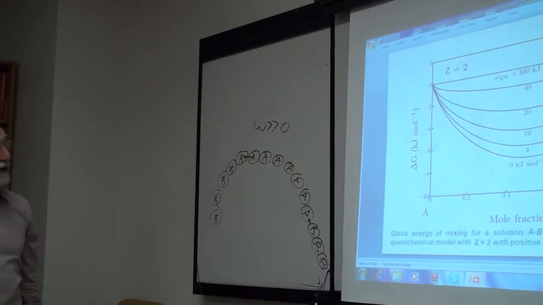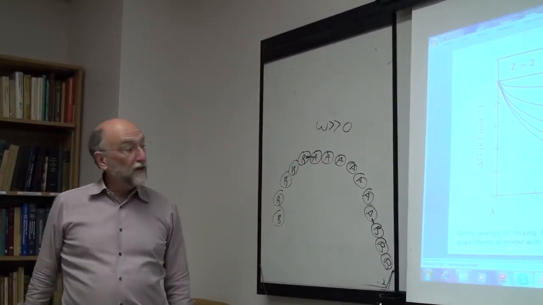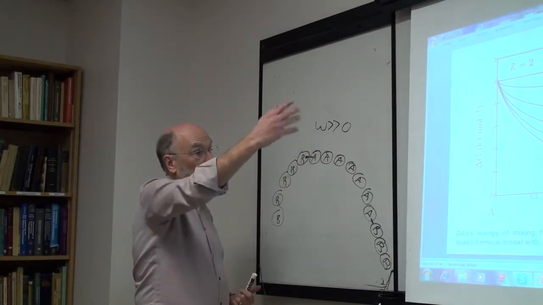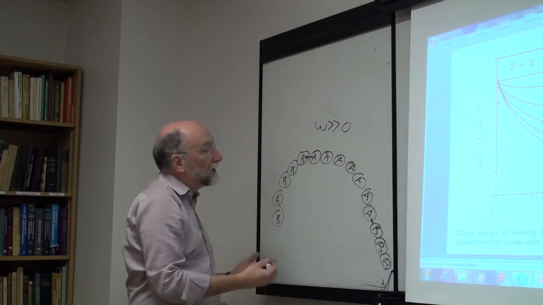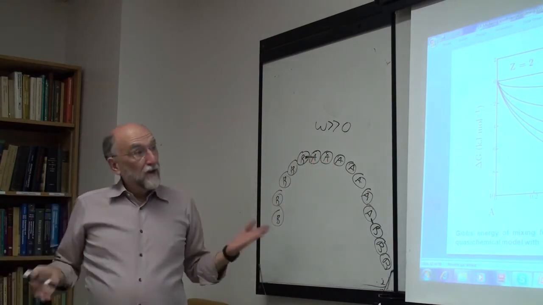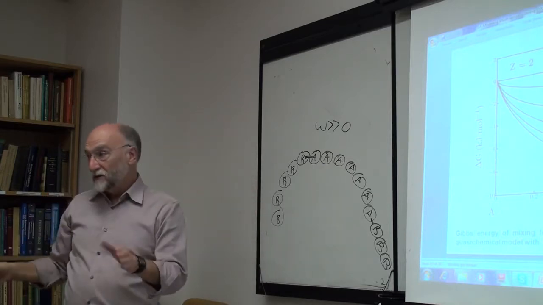If you do the Bragg-Williams model, you have a random mixture. The number of AB bonds is always 2xaxb. And so this then gives you, even though you have a very large positive deviation, the number of AB bonds can't decrease. And so the system then lowers its Gibbs energy by actually splitting into a large area of A's and a large area of B's.